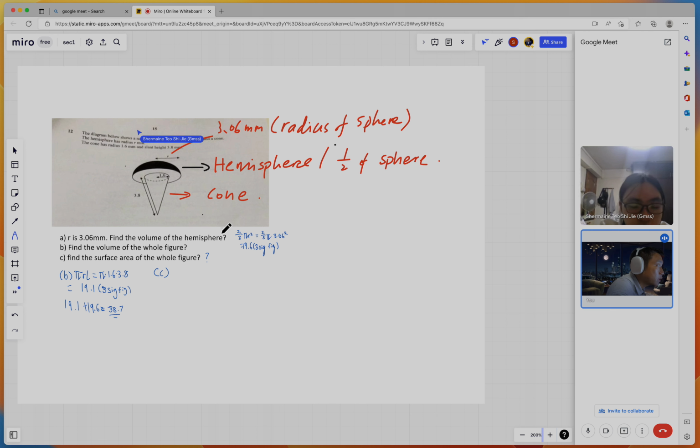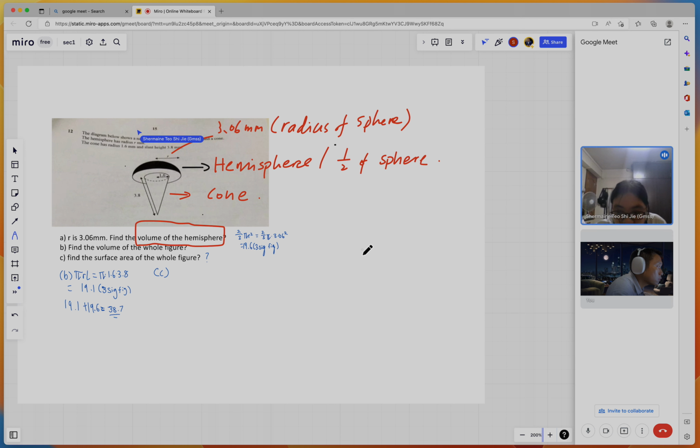So with the formula, the volume of the hemisphere. So how do you find the volume of the hemisphere? That first question, volume of the hemisphere. What's the formula for volume of hemisphere? 2/3 pi r square. Where do you get this formula from?